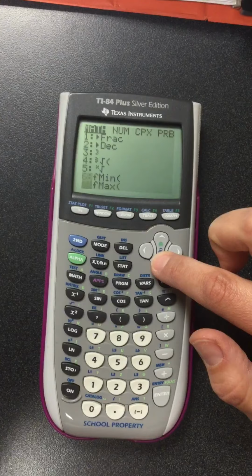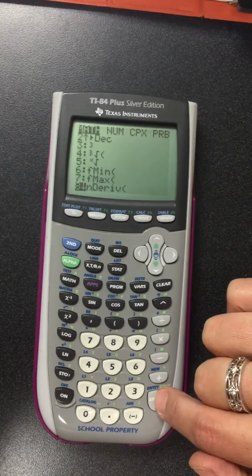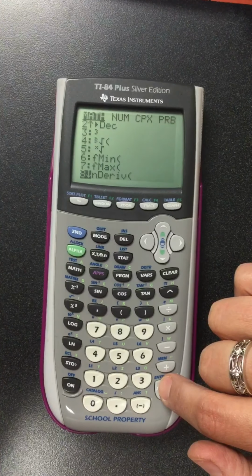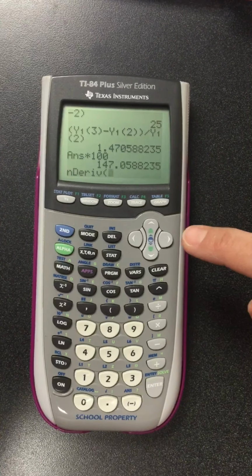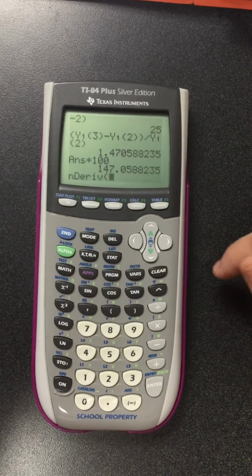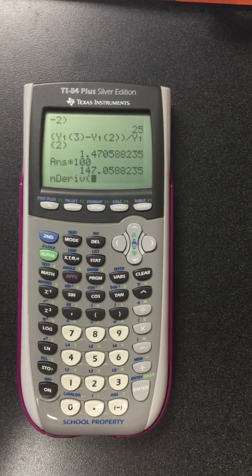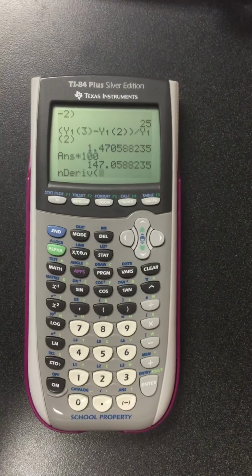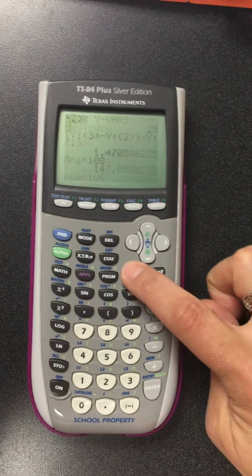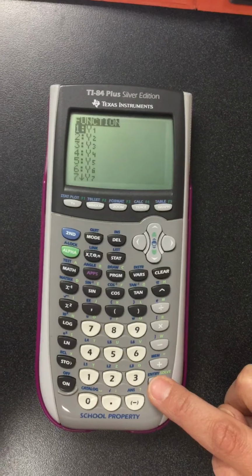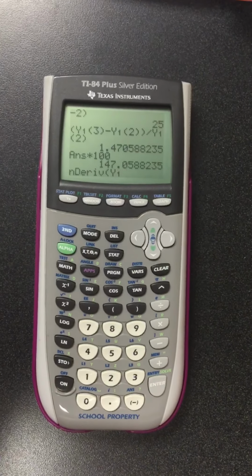You can arrow down, I'll do it just so you can see, it says nDeriv. No matter what version of the calculator you have, it's going to say that. Yours may or may not look like mine when you pull it up. So let's say that it does, and I'll show you what it looks like, and then I'll tell you what to do if it doesn't. If it looks like nDeriv, you have to tell it what function you want the derivative of. Well, we want the derivative of whatever we put into y1.